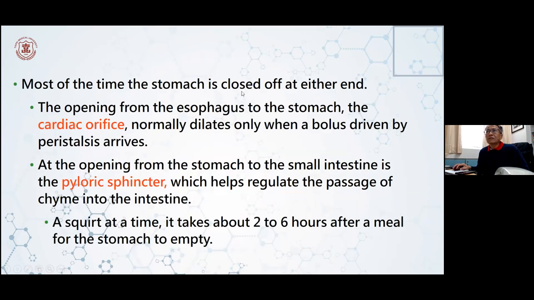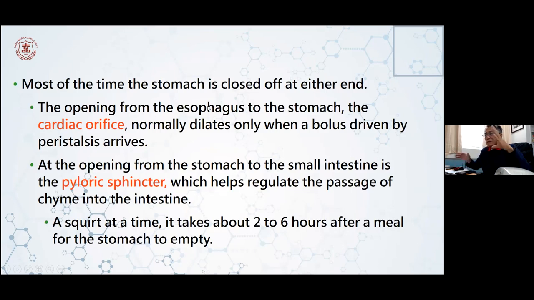So most of the time the stomach is closed at either end. We said before, there are two ends. One is the junction between the stomach and the esophagus. The other is the junction between the stomach and the small intestine. The opening from the esophagus to the stomach is called the cardiac orifice. And the other is the pyloric sphincter, which controls the food from the stomach to the small intestine.